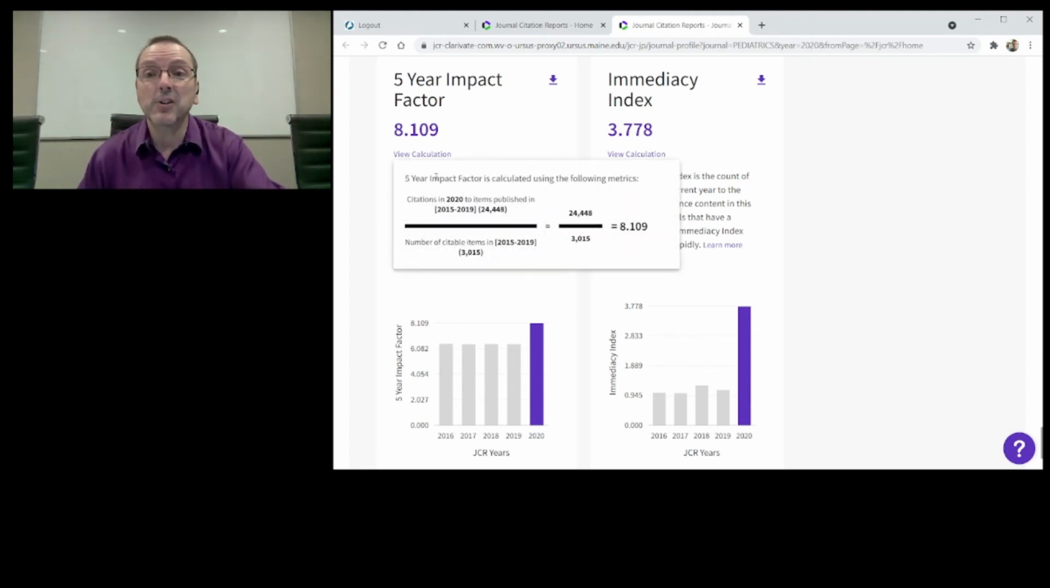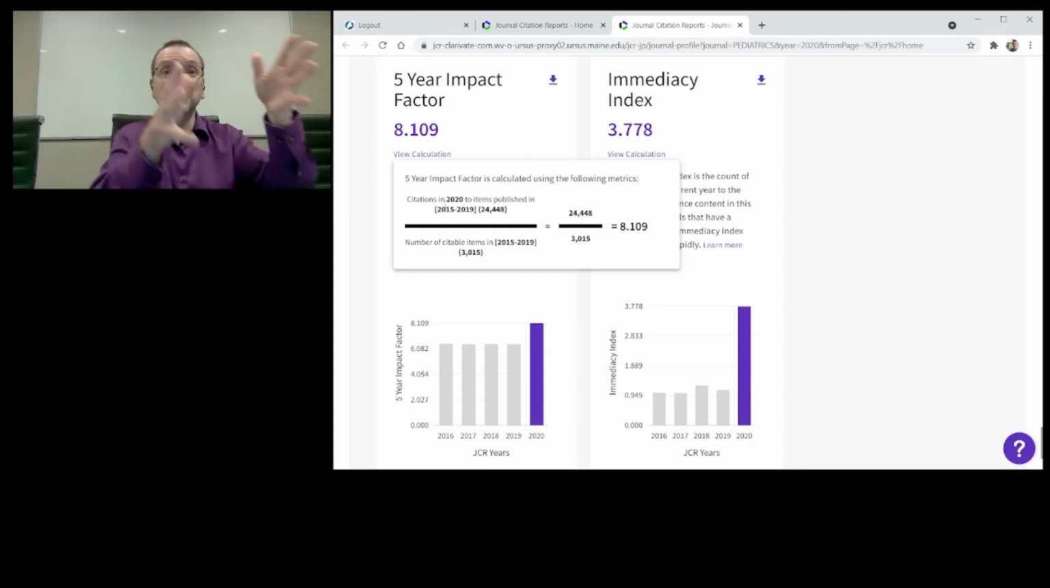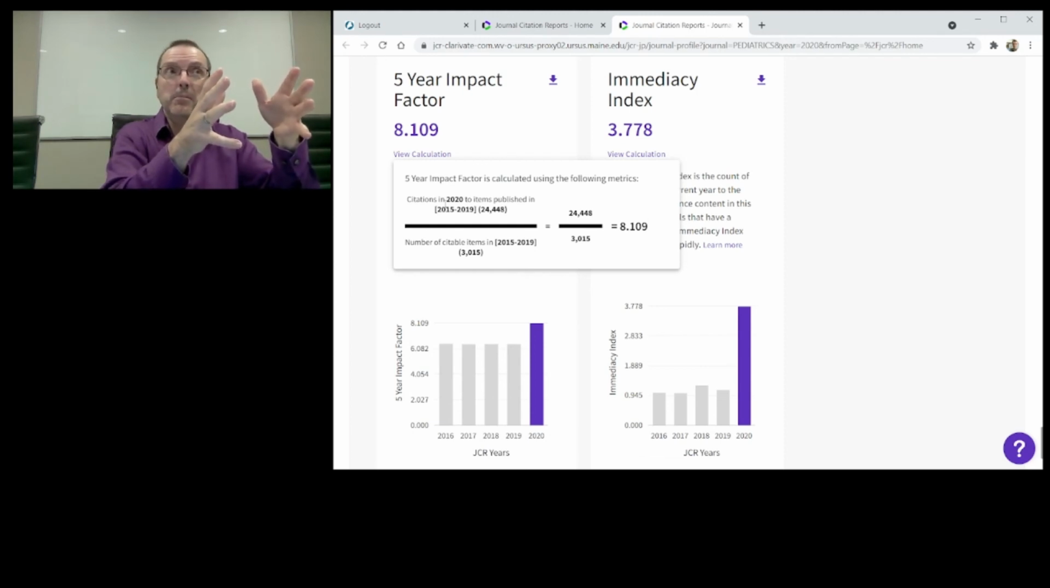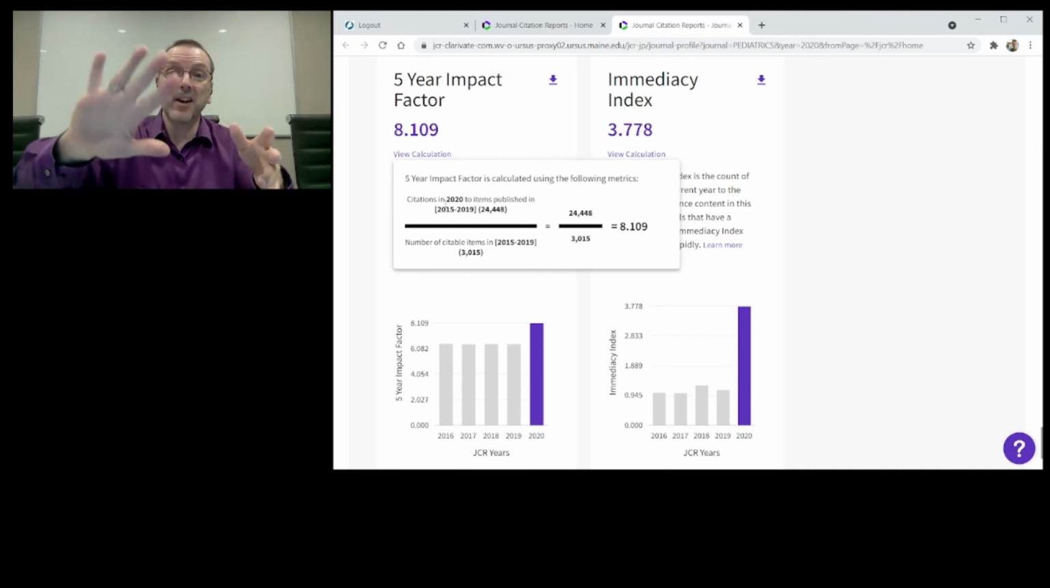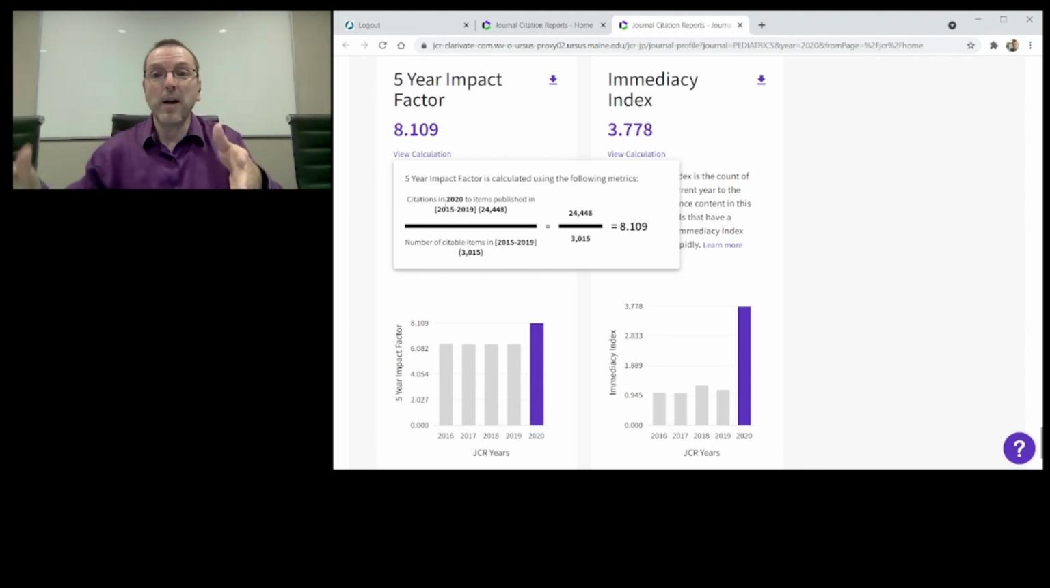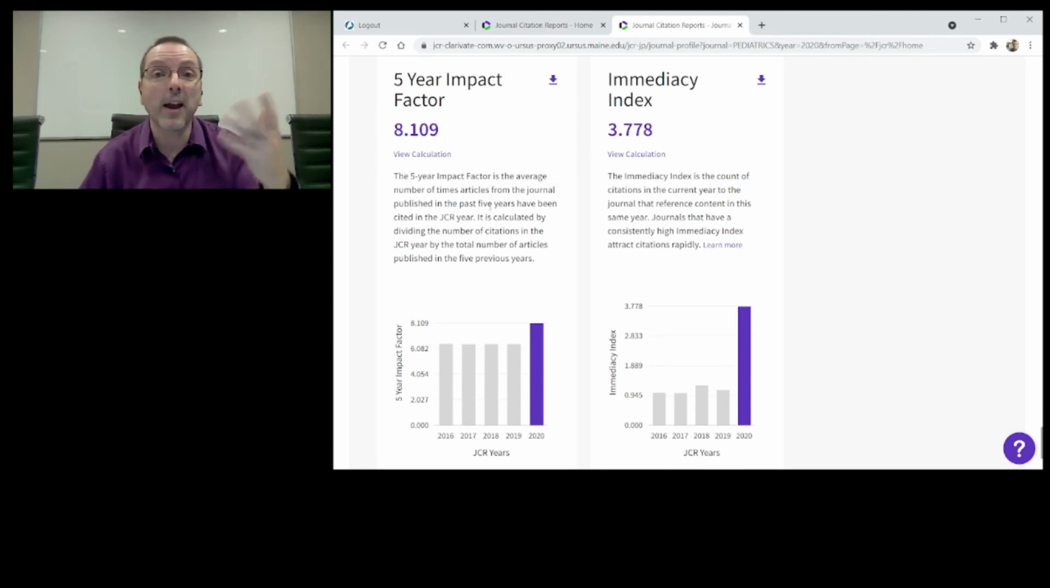Here's the calculation. You can see it's exactly the way it was before. How many citations in all of 2020? How many of them were for items specifically appearing in pediatrics in 2015 to 2019, 15, 16, 17, 18, 19, 5 years, right? Divided by the total number of citable items during that time period, and you get an 8.109 5-year impact factor.